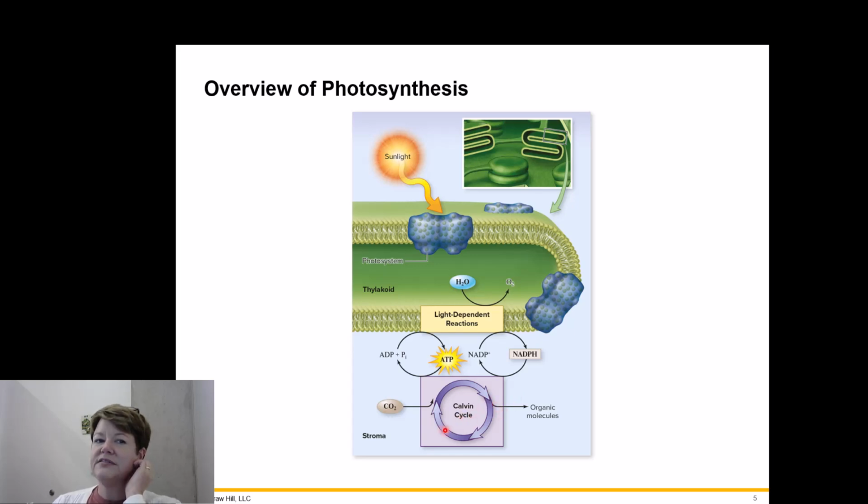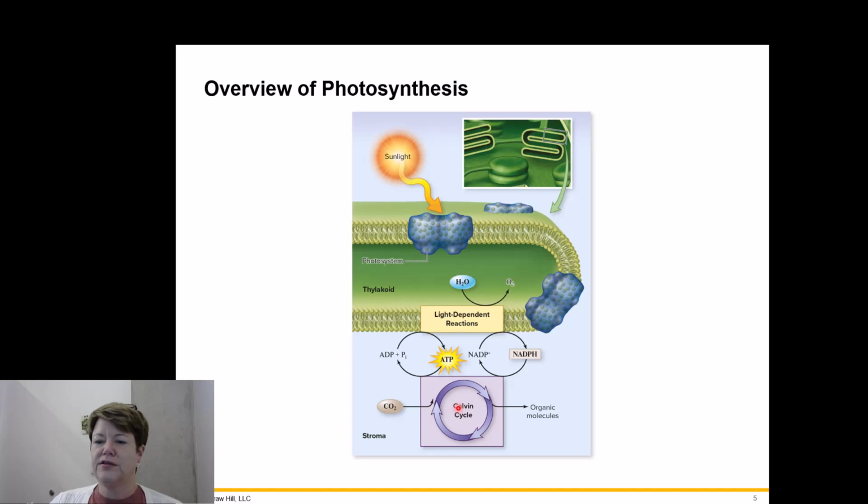And what happens in the Calvin cycle is the process that takes in carbon dioxide and connects those carbon dioxides together into organic molecules like glucose. And so in the process of the Calvin cycle, the ATP, which was generated by the light-dependent reactions, is then broken down into ADP. And the NADPH, which was made by the light-dependent reactions, is oxidized to NADP+. So the Calvin cycle needs the ATP and the NADPH to build organic molecules from CO2.